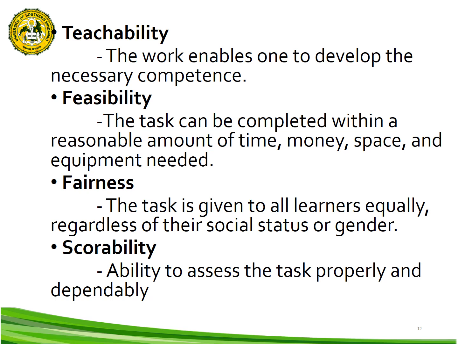Next is feasibility. The task can be completed within a reasonable amount of time, money, space, and equipment needed. Next is fairness. The task is given to all learners equally, regardless of their social status or gender. So in fairness, it should be fair to all the learners despite their differences. So the task must be equally delivered to the students.